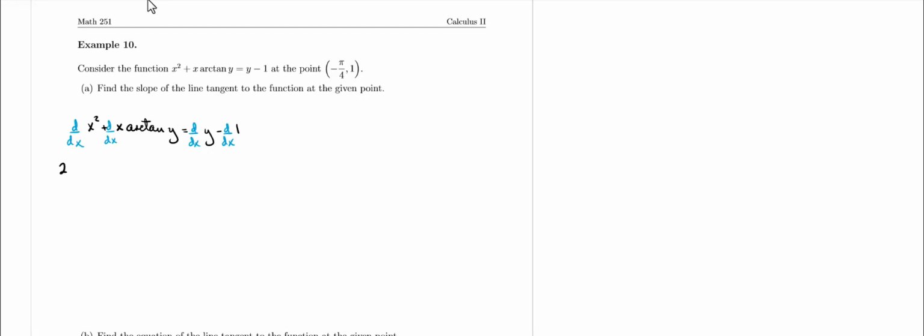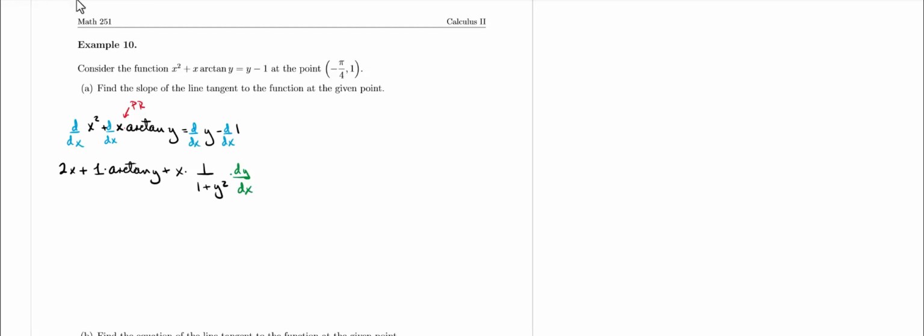What's nice, it's just 2x plus, now we've got to be careful here because we have an x times the arctangent of y, which means that we need the product rule. Alright, so according to the product rule, we're going to get here the derivative of x is 1 times the second function, the arctangent of y, plus, now it's x times the derivative of the second function, and the derivative of the arctangent of y is going to be 1 over 1 plus y squared. But remember, this one here is a function of y, and we are assuming that y is a function of x, so we need to multiply times the derivative of y with respect to x.